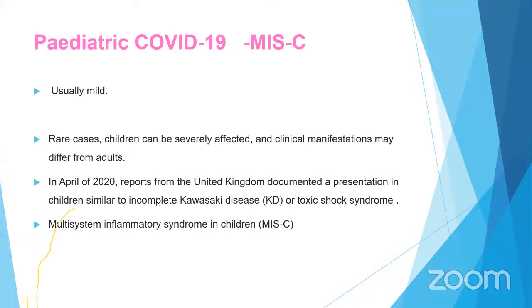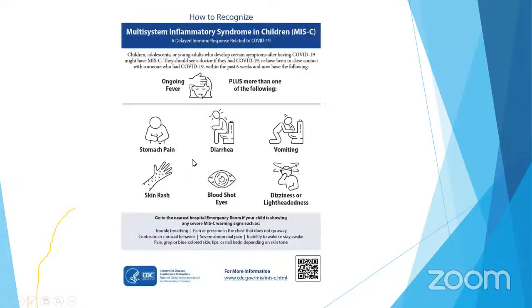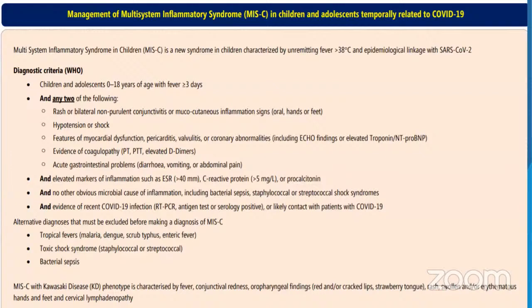What are the manifestations, and how do we diagnose multi-system inflammatory syndrome in children? It means patients having persistent fever. Along with this, the patient develops stomach pain, diarrhea, vomiting, conjunctivitis, and headache, and you have to refer the patient to a pediatrician. To diagnose MIS-C, the patient has fever for more than 3 days, along with any two of the features: rash, hypotension, shock, and myocardial dysfunction, as pericarditis can already develop.